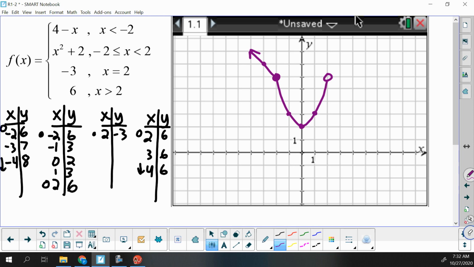Next up is a single point at 2, -3. Then we have an open circle at 2, 6, which we already have. Then we've got 3, 6, 4, 6, and we've got to put an arrow. So it just ends up heading out to the right. And that's it for piecewise functions.